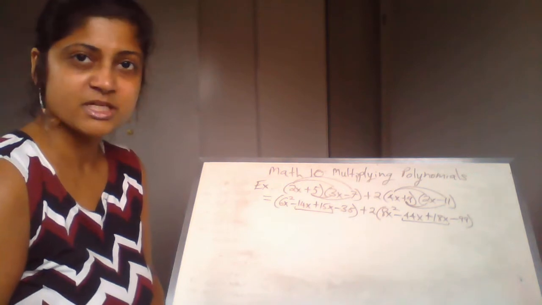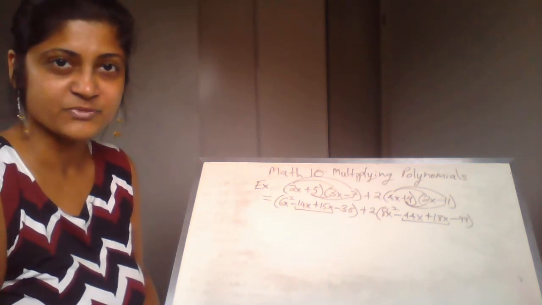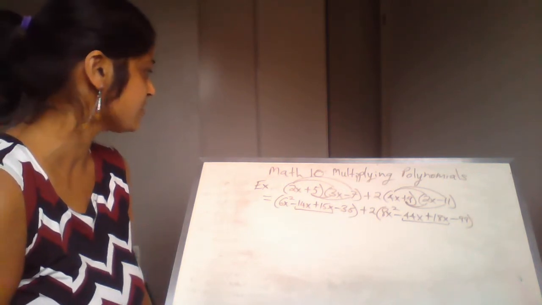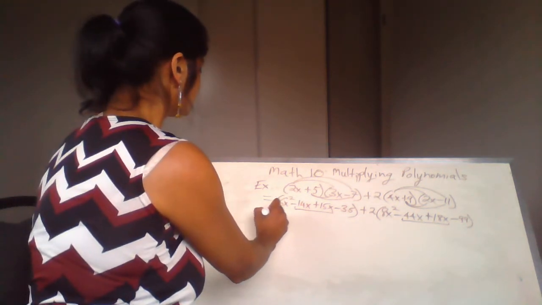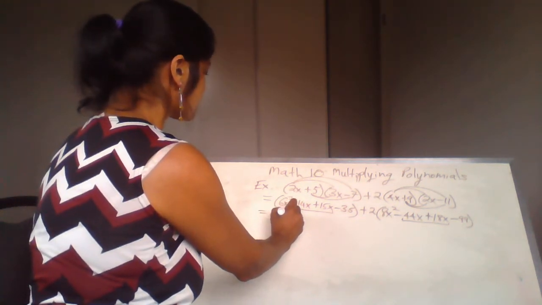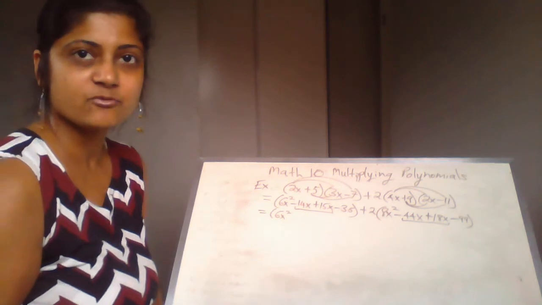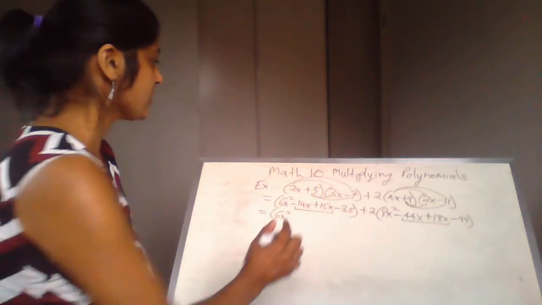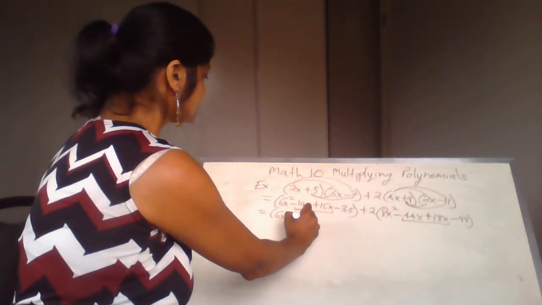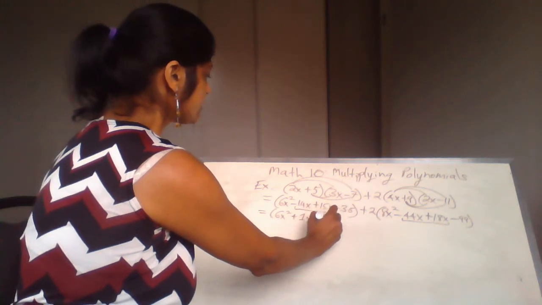And I want to make sure I'm getting the right answer, okay? So I'm going to put these like terms together. So let's do that, and keep everything in brackets. So 6x squared. This is negative 14 plus 15, okay? So positive 1x minus 35.